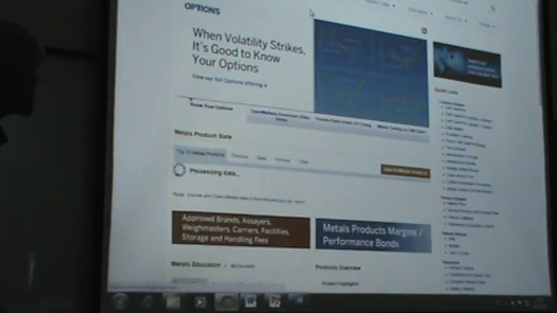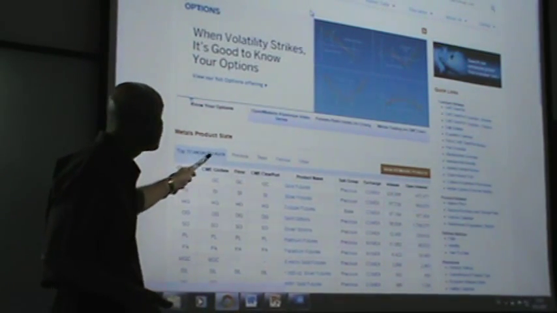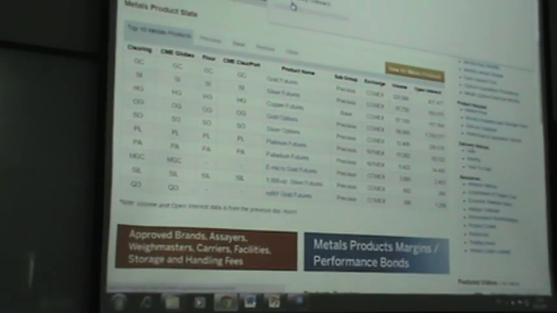Hopefully it works and it runs. You think it's running, guys? Okay, it looks like it's running. It's taking a little bit of time. Okay, so now you can see over here are the top 10 metal products. Let's take a look at the top 10 metal products. Let's make the screen a little bigger. And you see the top metal products.